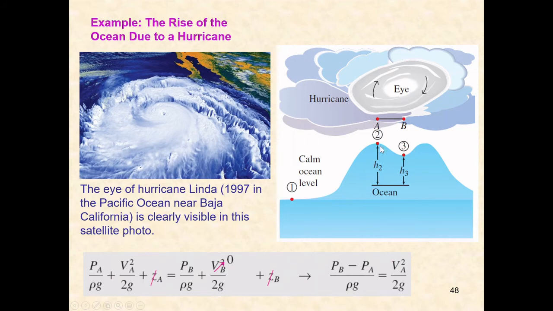Maybe it's not very obvious to you, but those who are familiar with hurricanes know that in the eye there's basically no movement of air. So the air in the eye actually stops, whereas the air surrounding the eye is moving fast, right? So in this case, VB becomes 0 and VA is present. And then of course there is some pressure difference between point A and point B. So in the end, we get the equation (PB - PA)/(rho g) = VA^2/(2g). So these are the equations that can be used to represent this phenomenon.